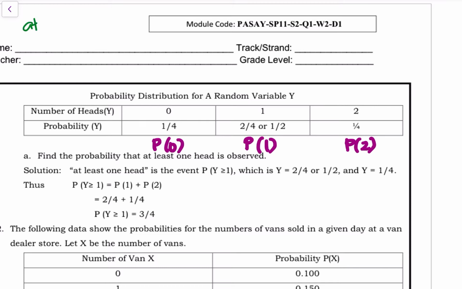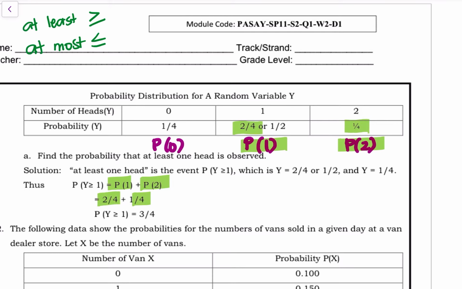Take note of this ha, kasi ito yung mga common mistake na nagkakamali tayo. Pag sinabi nating at least, mathematically, that is greater than or equal to. If it is at most, that is less than or equal to. So, for at least, we have here P of 1 and also P of 2. Siyempre, hindi kasali yung P of 0 kasi mas mababa siya sa 1. So, we are just going to add these probabilities, and that is 2/4 and 1/4. That's it. And then we will be getting probability of 3/4.